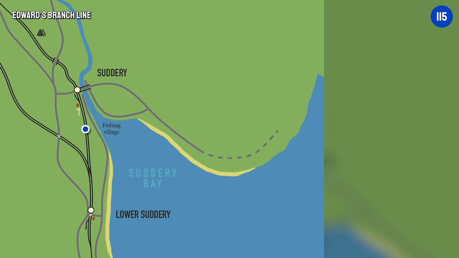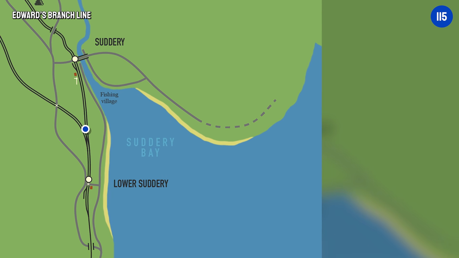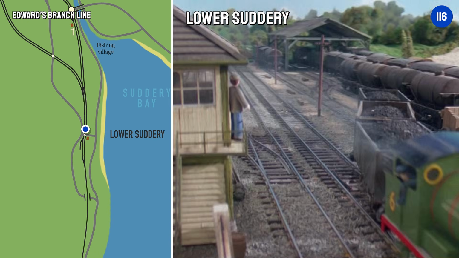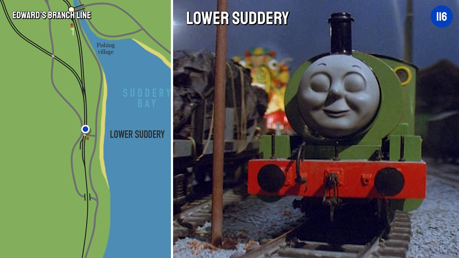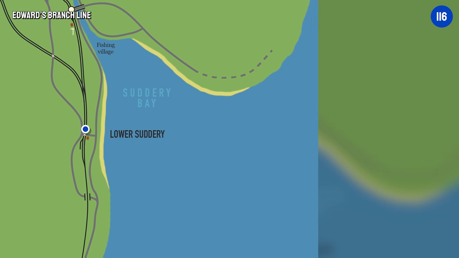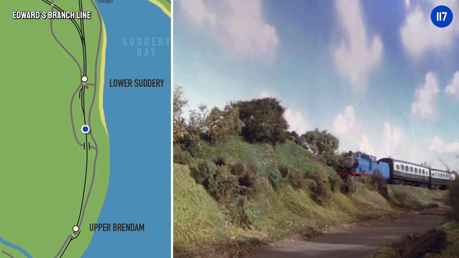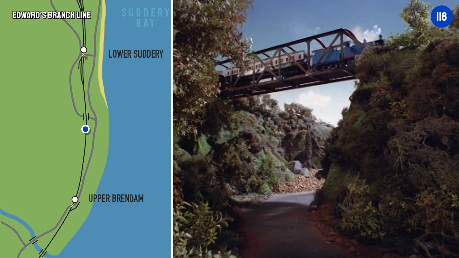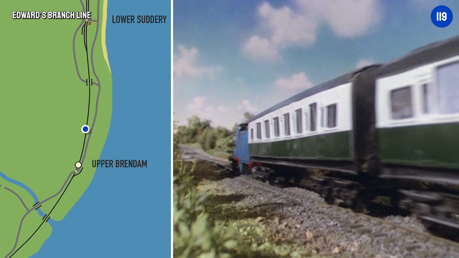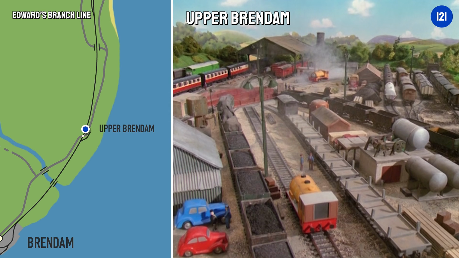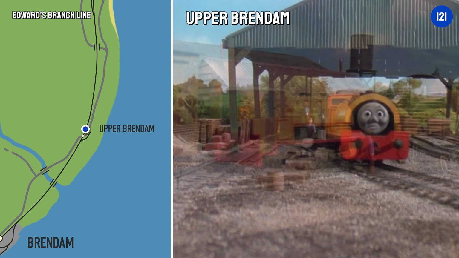The line continues to travel south, and eventually the branch line from Marin links up with it, just before Lower Sudbury. There is a small yard here, and it is here Percy had his frightening encounter with a dragon. After Lower Sudbury, the line converges to a single track again. It climbs up a hill, crossing over the road via this girder bridge, and then slides down the other side into Upper Brendam. Upper Brendam has a large marshalling yard where goods from the docks are sorted into trains.